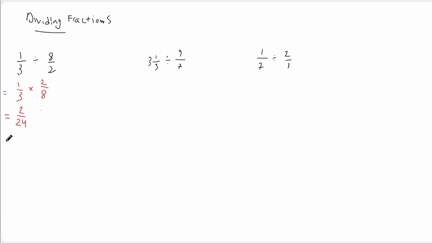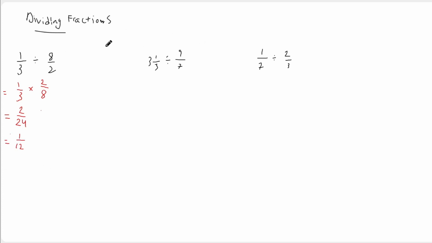Now we can simplify this. 2 over 24, if we divide both the top and bottom by 2, 2 divided by 2 is 1, and 24 divided by 2 is 12. So it just becomes 1 over 12. That's your answer in this case. So 1 over 3 divided by 8 over 2 is 1 over 12.